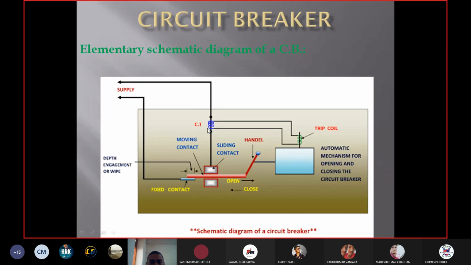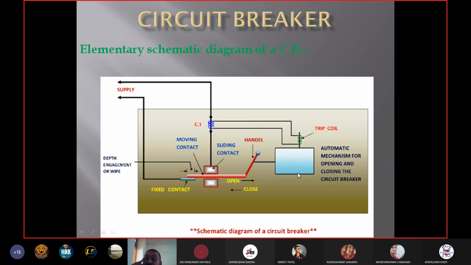Okay, understood? The secondary winding of the CT is connected to the trip coil. Now this trip coil is connected with the automatic mechanism. This automatic mechanism is for opening and closing of the circuit breaker. This black boundary blue color box is the automatic mechanism.